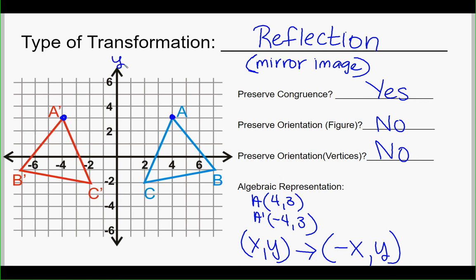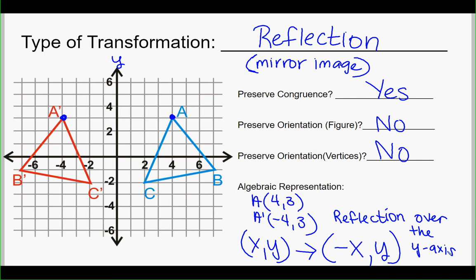So again, this example is a reflection over the y-axis, where the x value changed, the opposite value changed. Again, it goes back to my little watch analogy, looking in the mirror. It actually looks like it's on my right hand, so the opposite value changes.